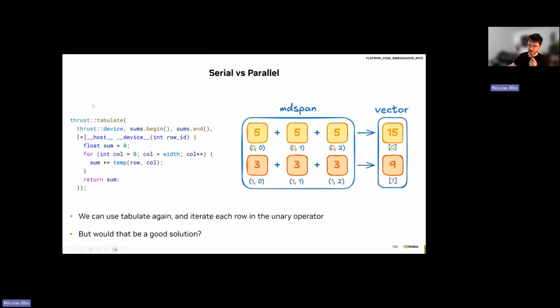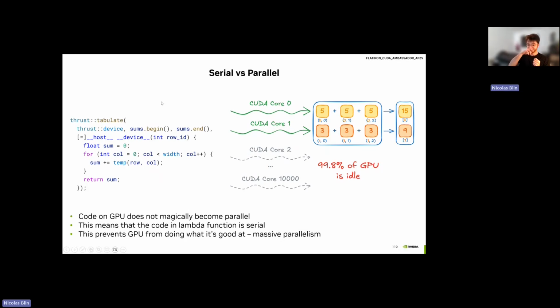Let's think in terms of performance. When you write code this way, it's important to keep in mind that the GPU doesn't automatically parallelize the loop inside our lambda. Thrust only parallelizes at the level of rows because we're calling thrust tabulate on row indices.